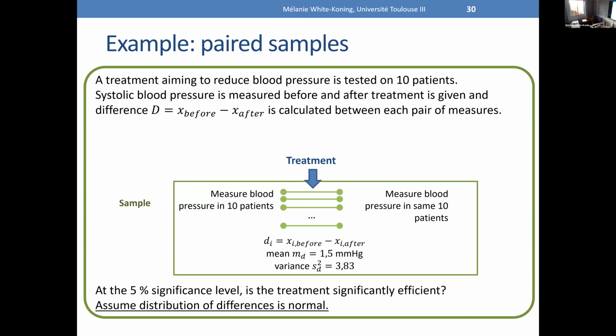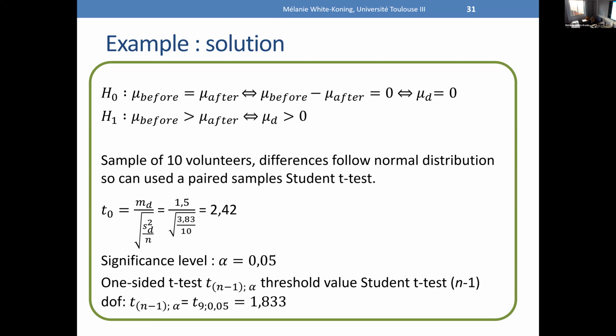Have you found the values? 2.42. Yeah, has anyone here found the value? What did you find? Good, you agree.